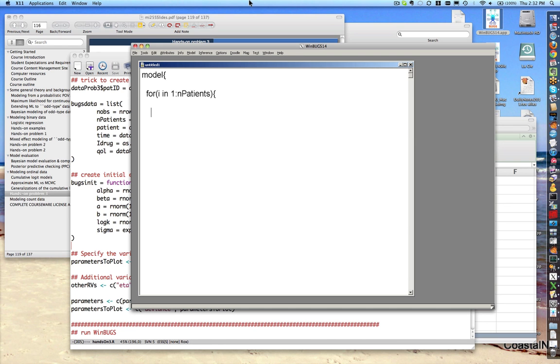Okay, and so we're going to want to generate those etas. They were normal, centered at 0, and with some precision we'll just call tau. Okay, so that'll take care of generating our random effects. Then we're going to loop over our individual observations. What did I call it? I called it nobs, no capitals.